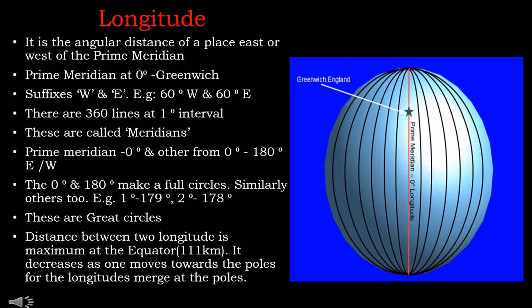The two diametrically opposite lines make a full circle known as the great circle because these pass through the center of the earth or the circle. The distance between two lines of longitude is maximum at the equator, that is 111 kilometers. The distance decreases gradually as one moves towards the poles. It is because all meridians of longitude converge at the pole and are thus of equal length.